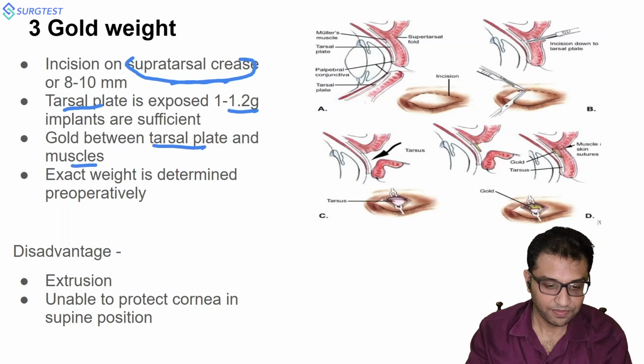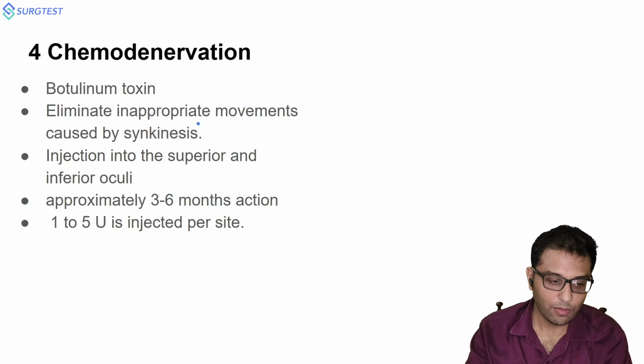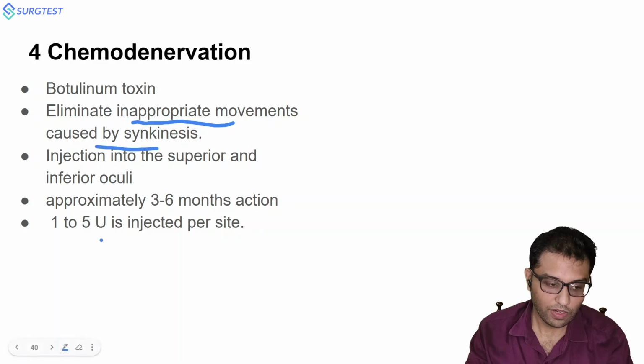And finally, there is chemodenervation, in which we give botulinum toxin and denervate those muscle areas, and can eliminate the synkinesis which is happening after facial nerve injury. So it is basically used to eliminate inappropriate movements caused by synkinesis. Around 1 to 5 units is injected per site. It takes around 3 to 6 months to work.